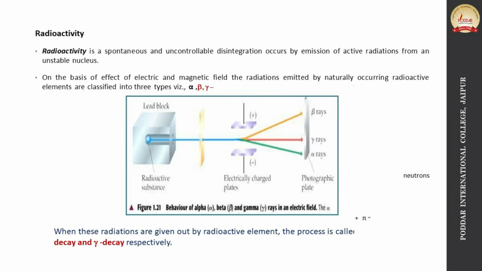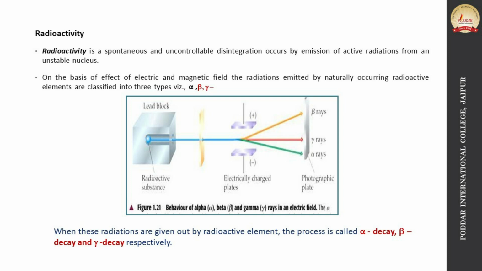Radioactivity is a phenomenon of spontaneous and uncontrolled disintegration, occurring by the emission of active radiation from an unstable nucleus. By this phenomenon, a nuclide can be converted into another nuclide by the decay of some particles or radiations. On the basis of the effect of electric and magnetic fields, the radiation emitted by naturally occurring radioactive elements is classified into three types: alpha, beta, and gamma.